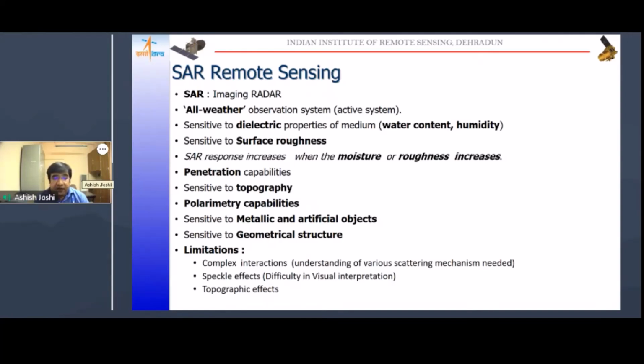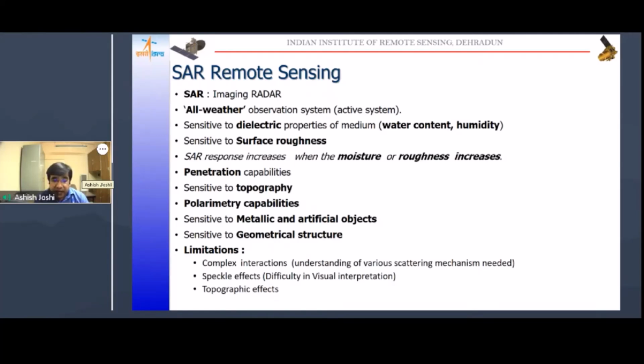Okay, and what are the limitations? Limitations are the complex interaction. Because it involves very much physical formula, very much physics behind every process, understanding of various scattering mechanisms is needed. So understanding of the SAR image is very difficult. We have to have a little bit of knowledge of the physics behind it, means how the electromagnetic radiations are interacting with the particular object. So accordingly, we have to infer and interpret the SAR data.